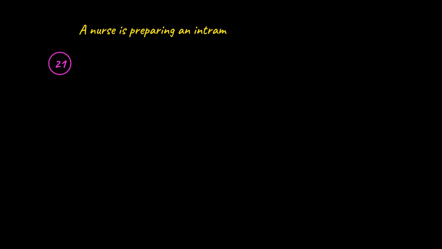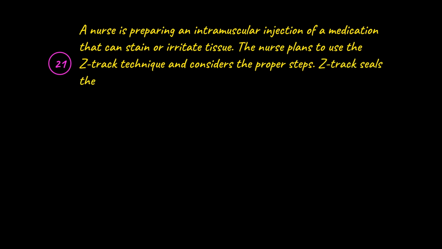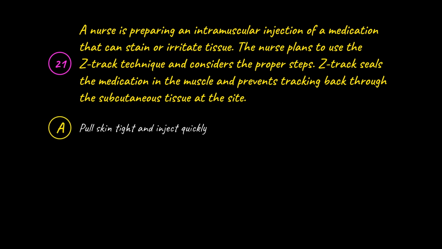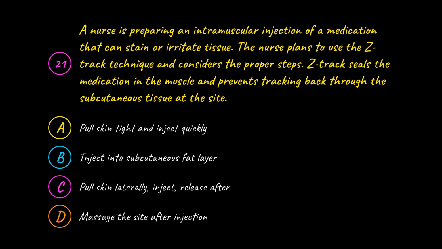Question 21. A nurse is preparing an intramuscular injection of a medication that can stain or irritate tissue. The nurse plans to use the Z-track technique and considers the proper steps. Z-track seals the medication in the muscle and prevents tracking back through the subcutaneous tissue at the site. Your options are: A. Pull skin tight and inject quickly. B. Inject into subcutaneous fat layer. C. Pull skin laterally, inject, release after. D. Massage the site after injection. Pick one. Trust your gut. Here's your chance to test yourself.